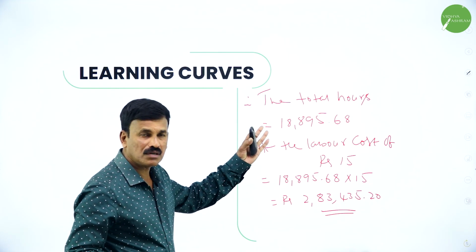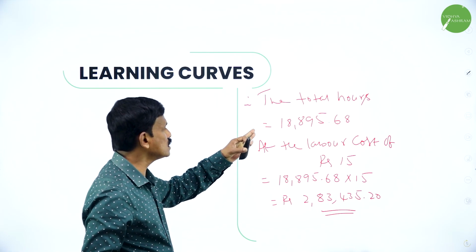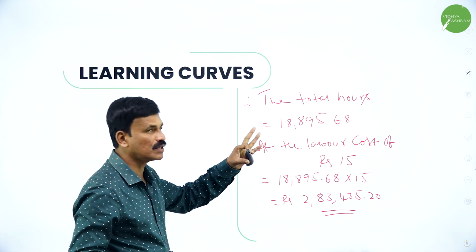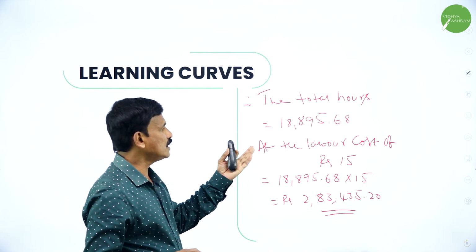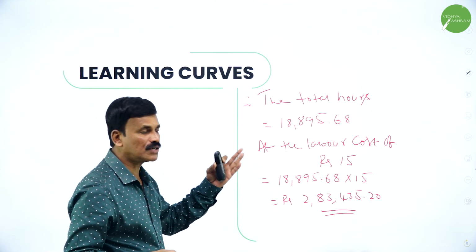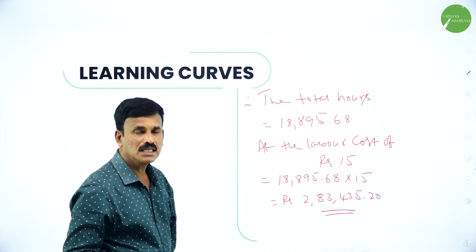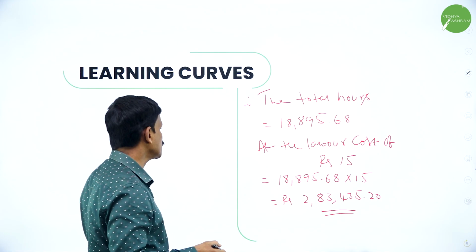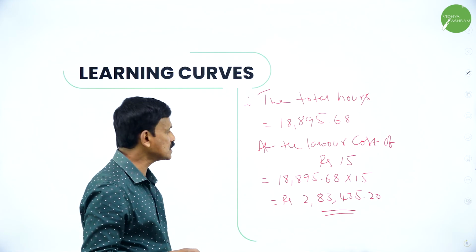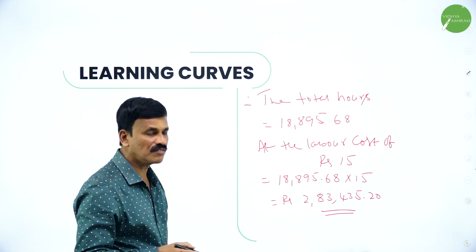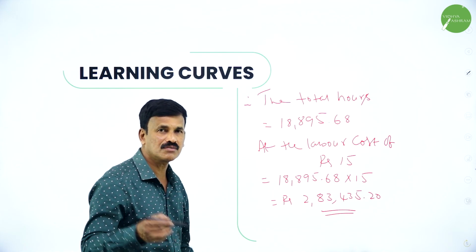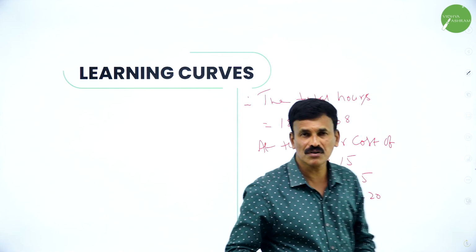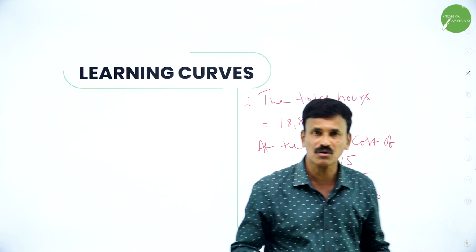So what is the total hours? Therefore the total hours is 18,895.68. So at the labor cost of rupees 15, what is the total cost we are going to get? 18,895.68 into 15, that's equal to rupees 2,83,435.20, which is the required answer. That's it. So this is how we are going to calculate the total cost.